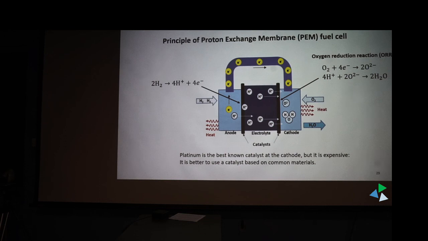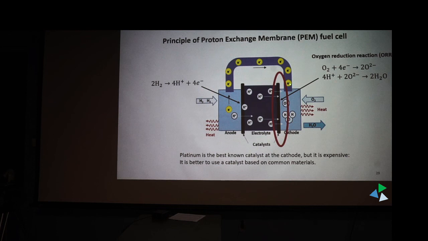So there is a lot of research here, in particular at CNRS, about finding new catalysts which are not based on noble metals, okay? With inexpensive materials like iron, as we have seen: iron, nitrogen, carbon. And so we will be interested in the reaction that takes place here on the cathode side.